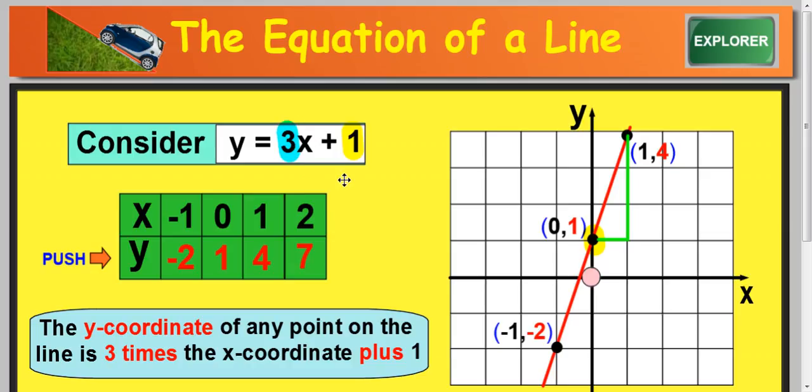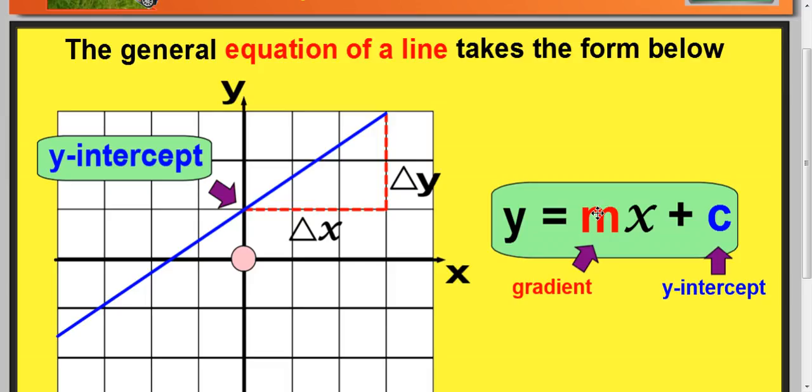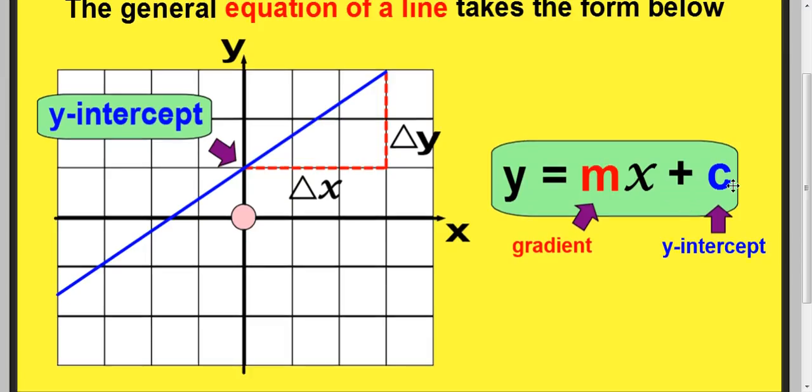So the number value in front of x, if you draw it out, and you can see for yourself, you create wee triangles, you can see that the gradient is exactly the same as the value in front of the x. And when you sketch it out, the intercept is exactly the same as this number at the end. So that's what that means really there. The m stands for gradient and c stands for the intercept.